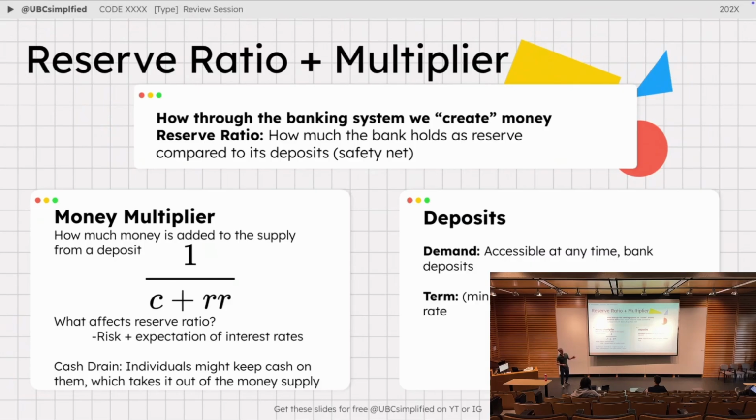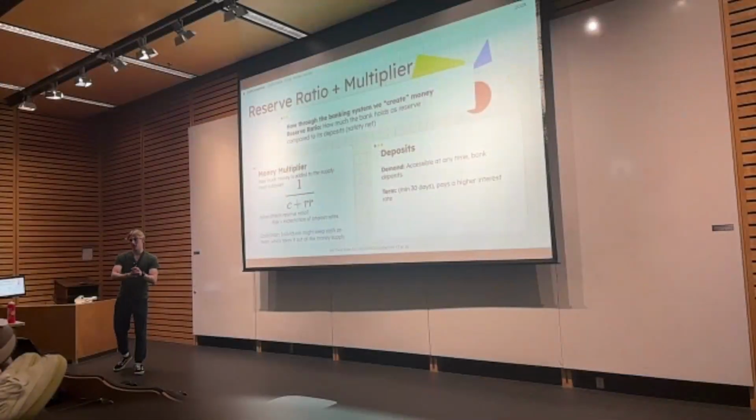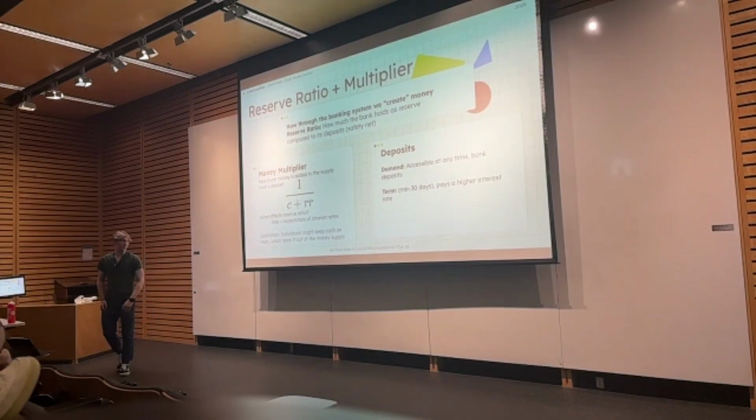Another thing that affects it is the cash drain. So if you're a person who wants a lot of cash on hand, keeping a bunch of cash under your bed, that's going to take away from the money supply. So it'll decrease the money multiplier. And the things that affect the reserve ratio, how much banks want to keep on hand, are the risk, how much risk they're willing to take, and also expectations of interest rates. Because if interest rates are going to go up, they're going to keep those reserves, wait until interest rates go up, and then loan it out.